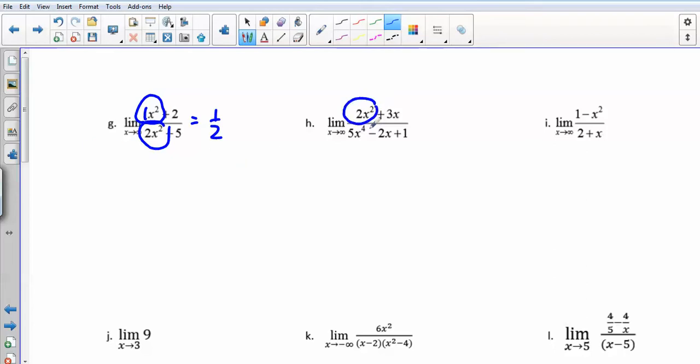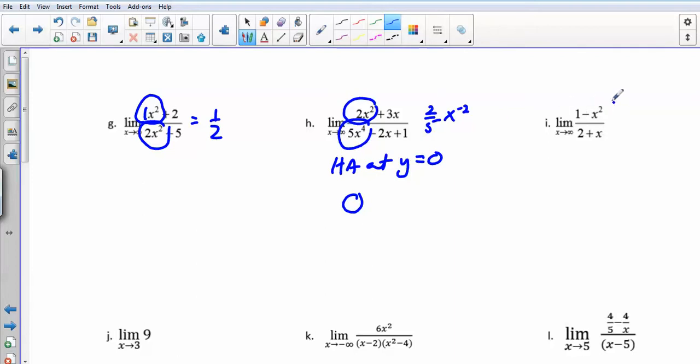In h, I have 2x squared over 5x to the 4th, which gives me 2/5 x to the negative 2. So this is telling me the denominator had a bigger degree, which means I have a horizontal asymptote at y equals 0. And since I have that horizontal asymptote, that's also my end behavior. So this answer is going to be 0.